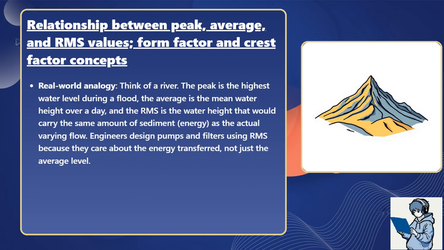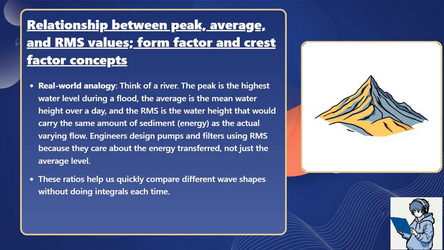Real-world analogy: think of a river. The peak is the highest water level during a flood, the average is the mean water height over a day, and the RMS is the water height that would carry the same amount of sediment, energy, as the actual varying flow. Engineers design pumps and filters using RMS because they care about the energy transferred, not just the average level. These ratios help us quickly compare different wave shapes without doing integrals each time.